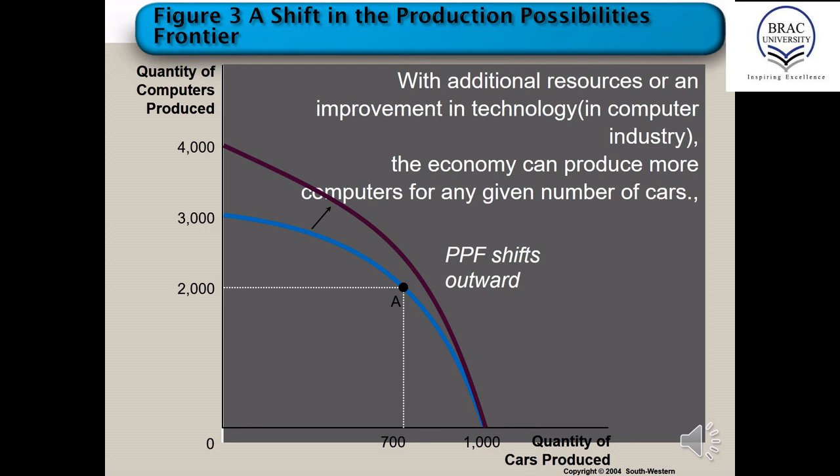The opposite will occur if the labor is educated more in terms of making cars. In that case, the computer production would not change, but the car production will rise and the PPF would rotate towards the car industry.